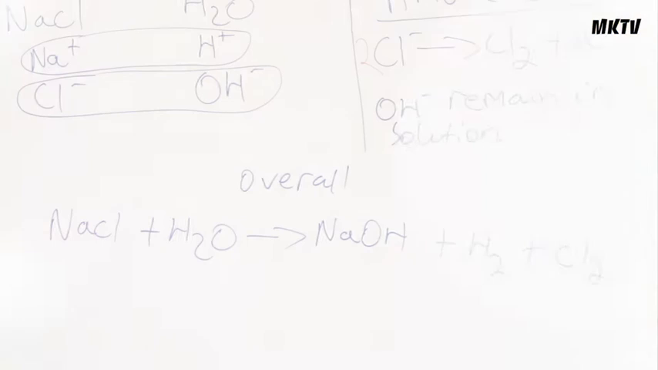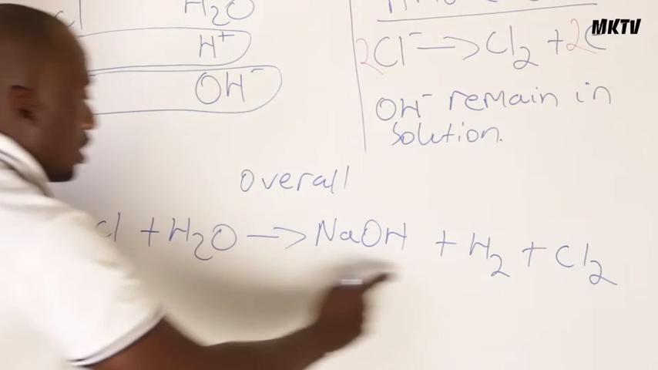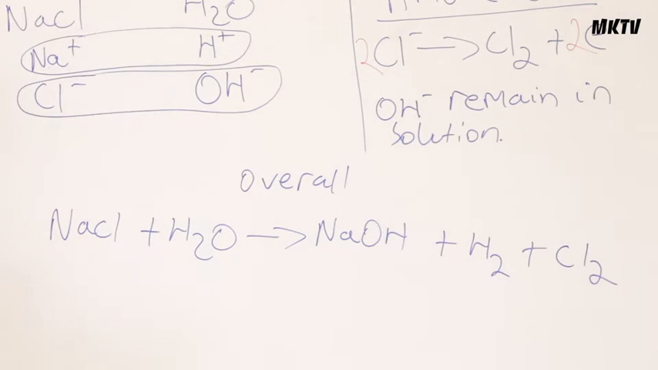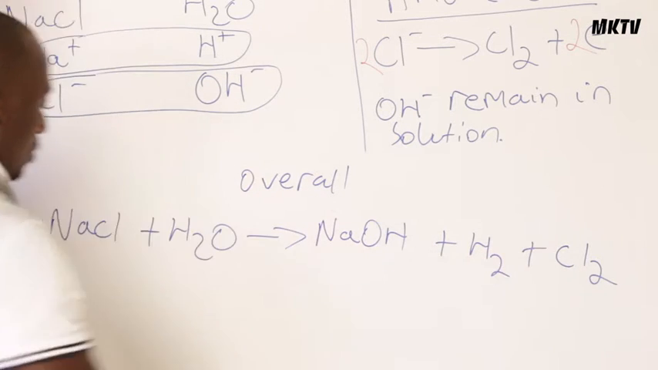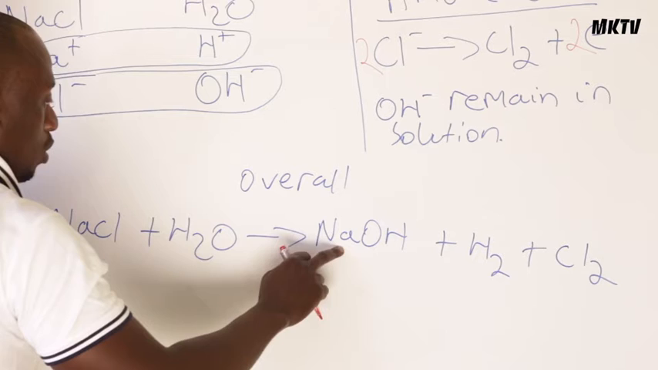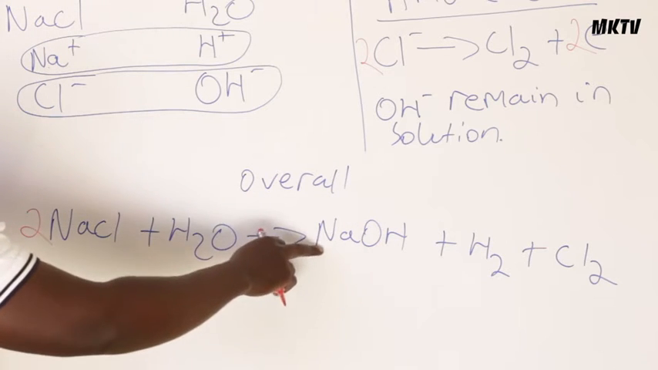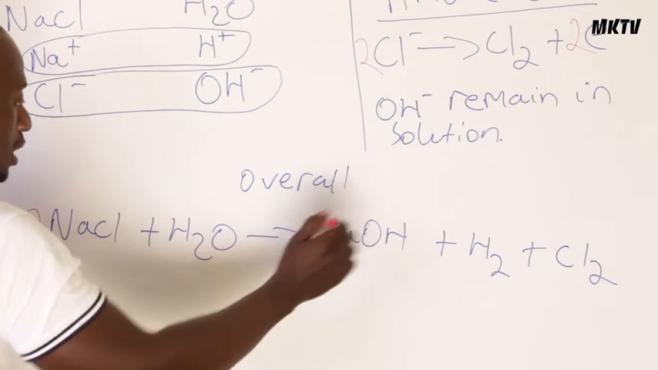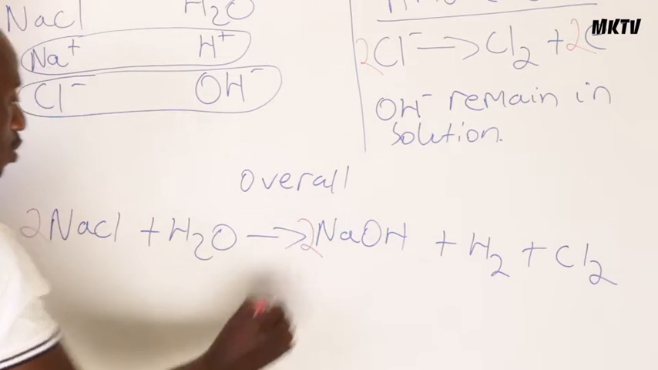balancing is always important. This means this equation here, our summary or the overall reaction, is not balanced, so we have got to balance it. We have 2 chlorine atoms there, and here we have 1, so we can put 2 here. By putting this 2 here, it's going to affect the number of sodium atoms on that side, also oxygen and hydrogen. So this means we have got to put 2 here.